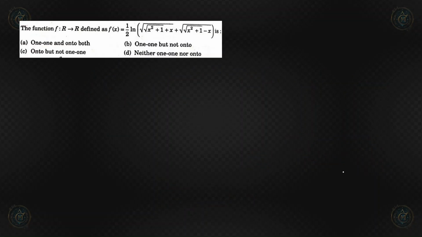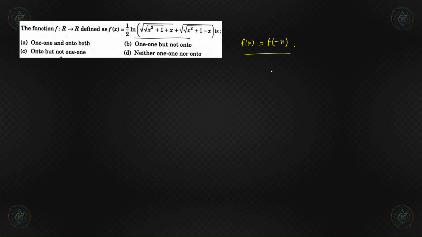Now this question is saying the function f defined from R to R, defined as f(x) equal to half log of this expression. So we have to check whether this function is one-one or onto. Let us check. By looking into this expression given in the question, we can say by pure observation that f(x) equal to f(minus x). Why? Because let's say I interchange x with minus x throughout the expression. Then the expression remains unchanged. That means f(minus x) equal to f(x).